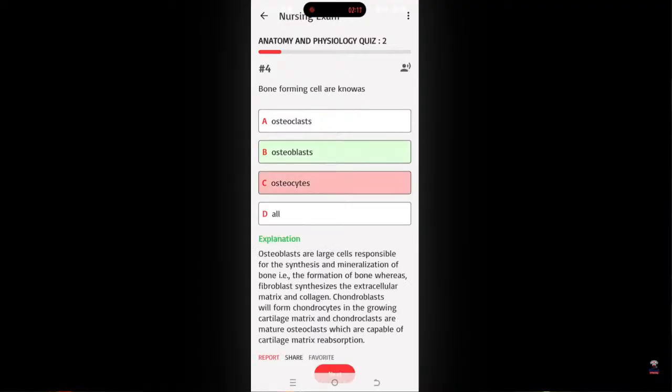Osteoblasts are large cells responsible for the synthesis and mineralization of bone, i.e., the formation of bone, whereas fibroblasts synthesize the extracellular matrix and collagen. Chondroblasts will form chondrocytes in the growing cartilage matrix, and chondroclasts are mature osteoclasts which are capable of cartilage matrix reabsorption.